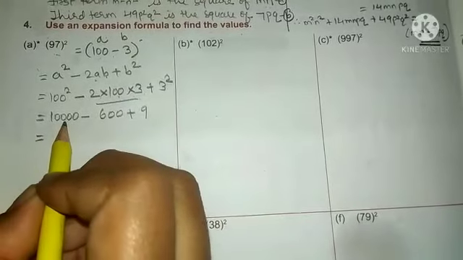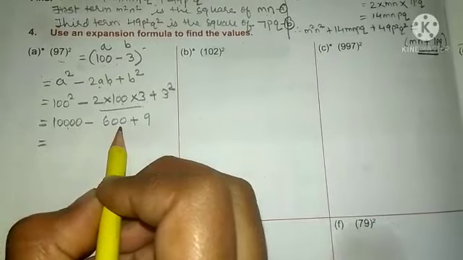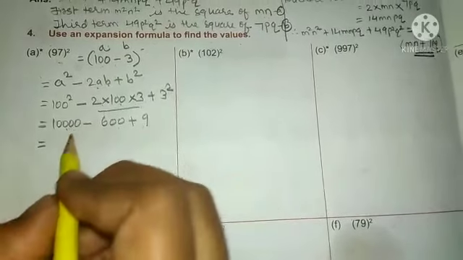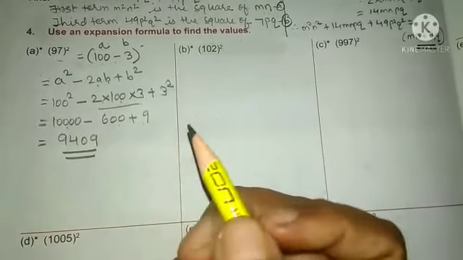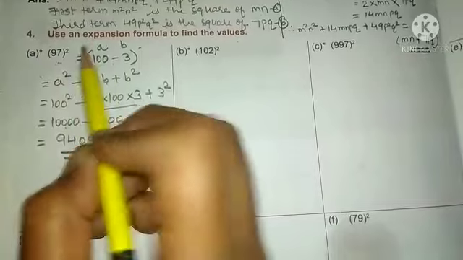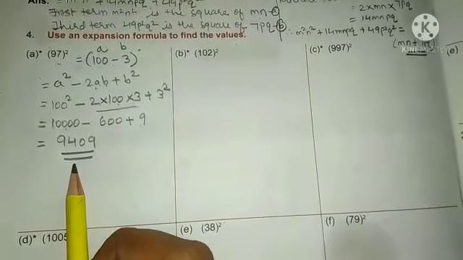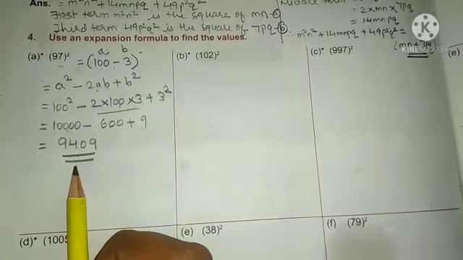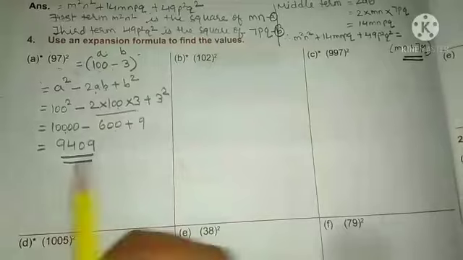So what you will do? You will subtract first 10,000 minus 600. Clear? And then you have to add. So here you will get 9,409. Clear? So the expansion, after expanding 97 square, what you will get your value? You will get, that is 9,409. Clear? Understood how you will find out the value by using the expansion formula.